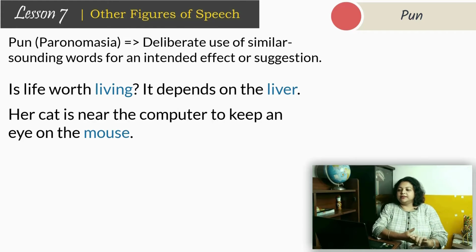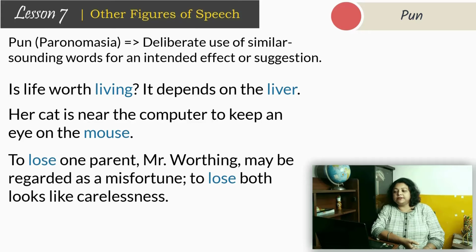Now look at this sentence from Oscar Wilde's book. To lose one parent, Mr. Worthing, may be regarded as a misfortune. To lose both looks like carelessness. Now the word lose in this case, in the first part of the sentence, means death of a parent. When you lose one parent, it's a misfortune. Of course, here we understand that the writer means that one of the parents is dead.